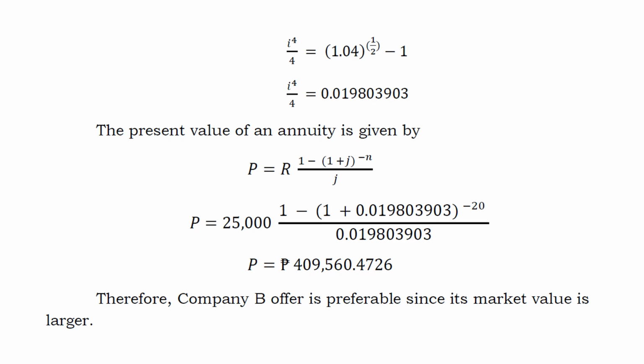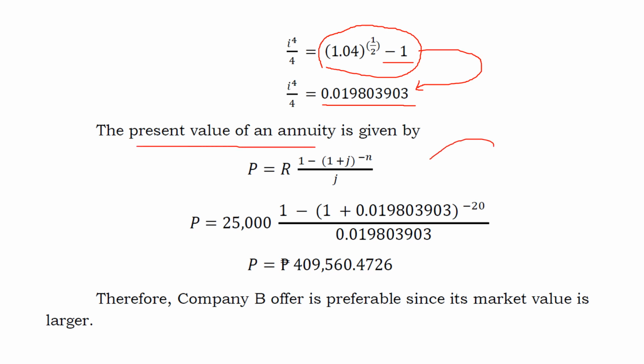As part of the continuation, we just simply transpose this positive 1 to the other side of your equation. That's why it becomes negative 1. Now if we simplify again using your calculator, if we input this one, that is the square root of 1.04, because 1 half as your exponent will represent a square root sign. So that's why 1.04 raised to 1 half is the same thing as the square root of 1.04 minus 1. So if we simplify this one using our calculator, the resulting value is 0.019803903.